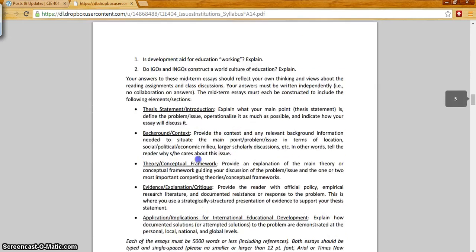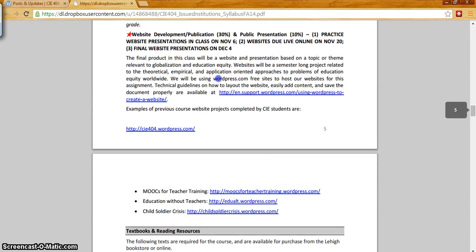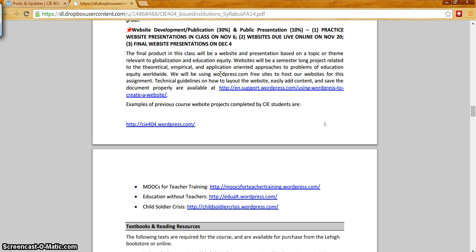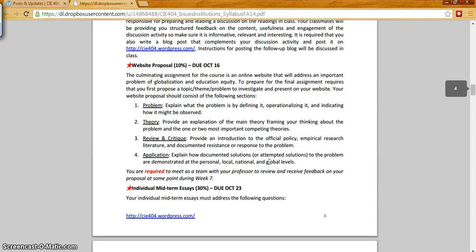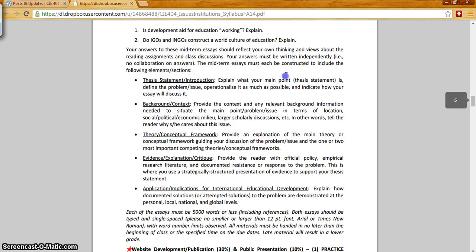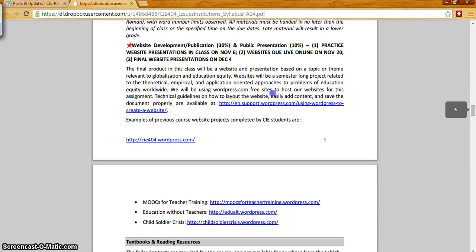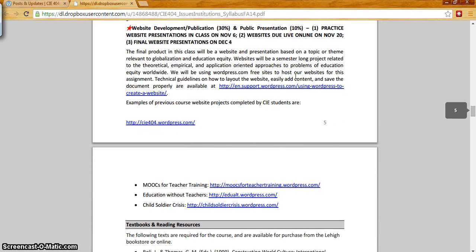Let me skip over the midterm essays briefly to talk about the website development and publication and the public presentation. So you're going to have practice website presentations in class on November 6th. That's right at the beginning of November. So you should have enough going with your website by November 6th that you can give a practice presentation. And remember, the website proposal is October 16th. So that gives you, what, like 2.5 weeks or 3 weeks to put together something so that you can do a practice website presentation. You're also going to have your websites live online on November 20th.